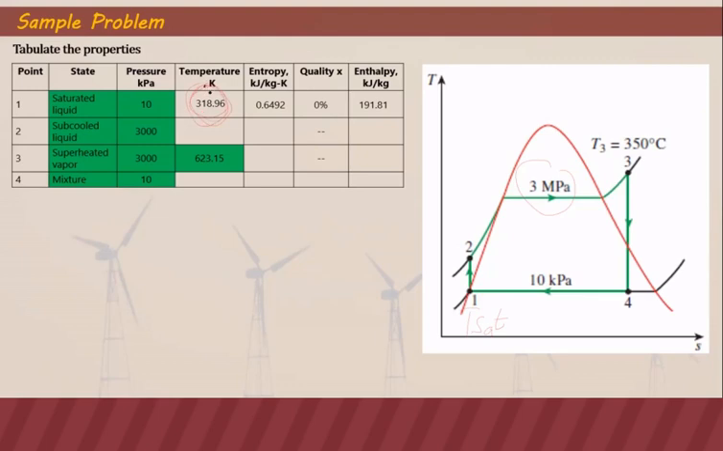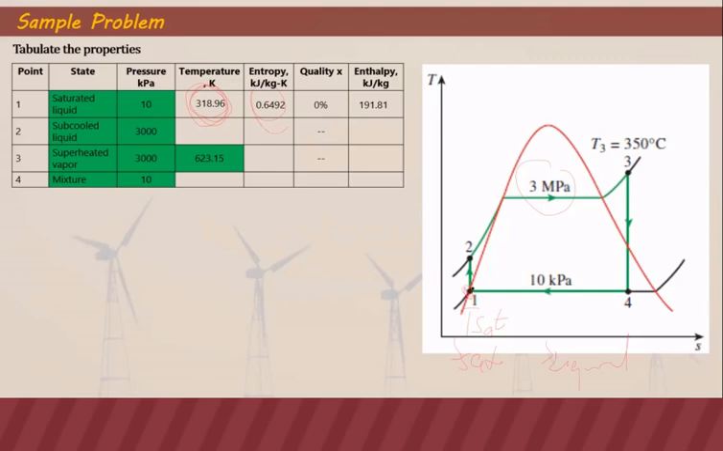318.96 Kelvin. For the entropy, you are going to look at the entropy SSAT at 10 kilopascal. So SSAT, or S of the liquid, entropy of the liquid, and this is liquid here. So the entropy of the liquid at 10 kPa is 0.6492 kilojoules per kilogram Kelvin.